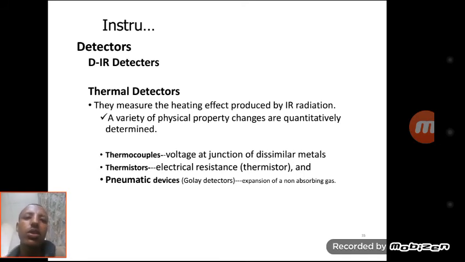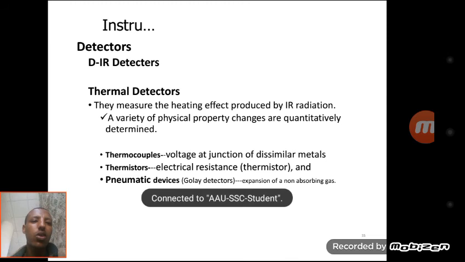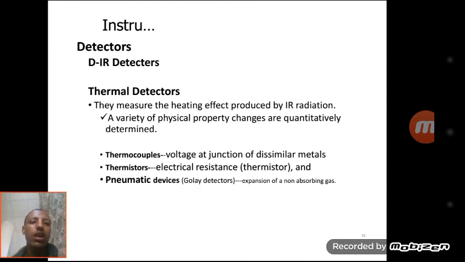As a result, the detectors of IR radiation or spectrum include thermal detectors that measure the heating effect produced by IR radiation. When the material interacts with IR radiation, IR radiation produces heat, and this effect is measured by the detector. These detectors are called thermal detectors. This includes thermocouples, thermistors, and pneumatic devices.